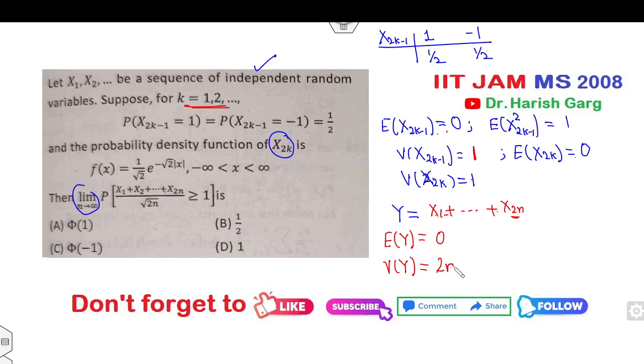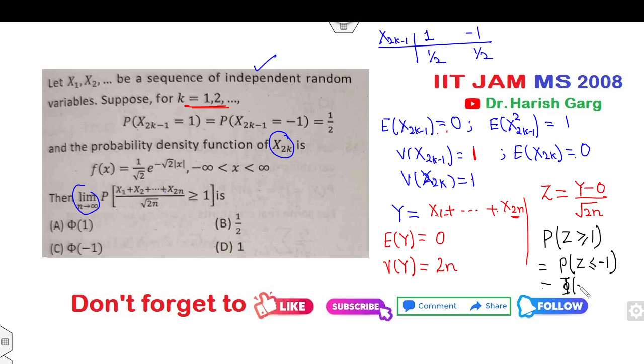So the 1, 1, 1 up to the 2n. Can you write it in terms of the z? Y minus 0 divided by root of 2n. So the left hand side is my y, and the answer is z is greater than or equal to 1. How do you write that? z greater than or equal to 1 is the same as minus 1. That means my phi of minus 1 is the right answer of this problem.